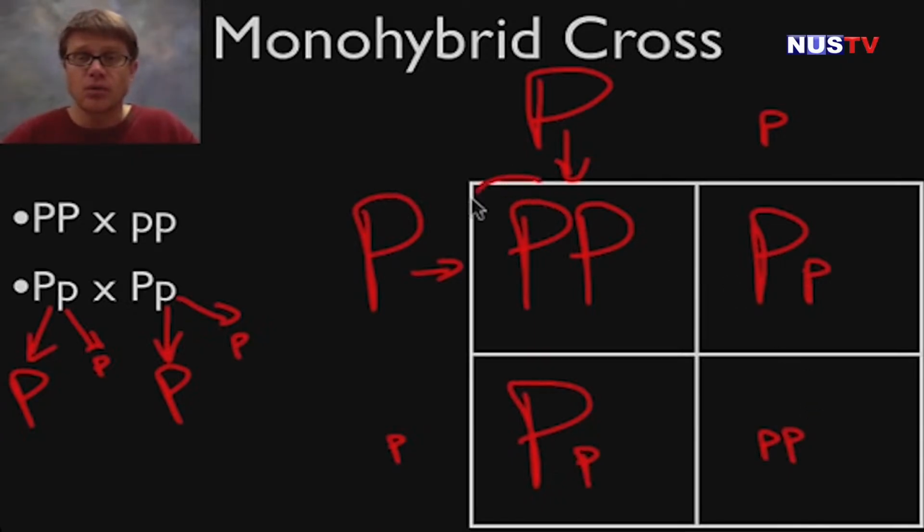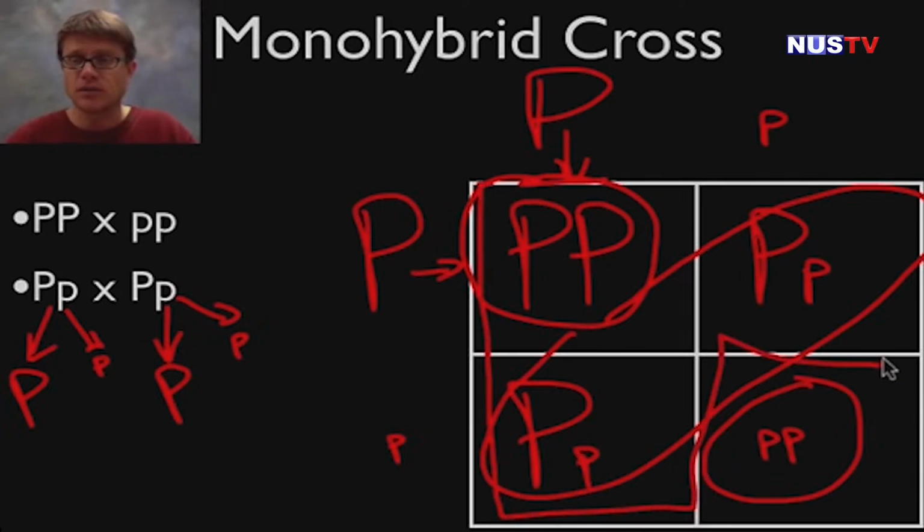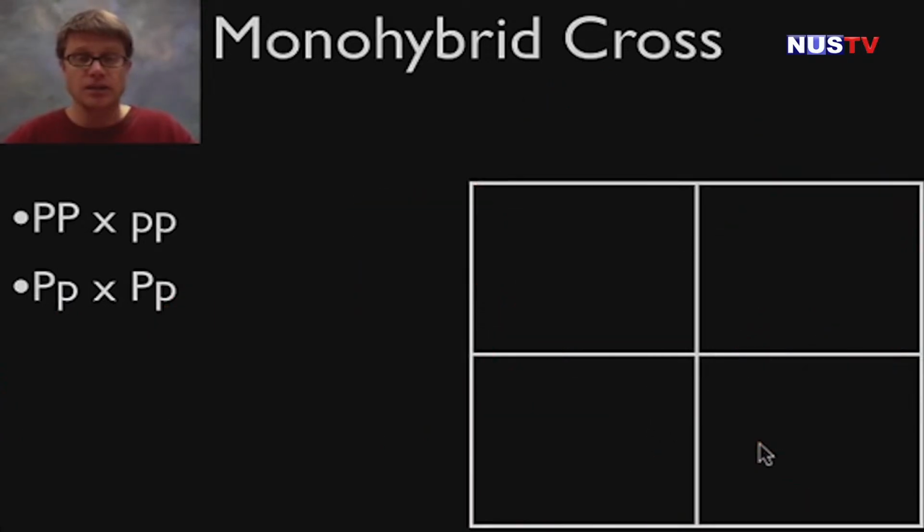And so what do we get from this cross? Well, we get a 1 to 2 to 1 genotypic ratio, because the genotype is the letters. There's one that's like this, there's two that look like this, and there's one that looks like that. What about phenotypic? Well, this one's going to be a purple flower, and so are these other two. So the phenotypic ratio is a 3 to 1 ratio. We're going to have 3 purple to every 1 white.